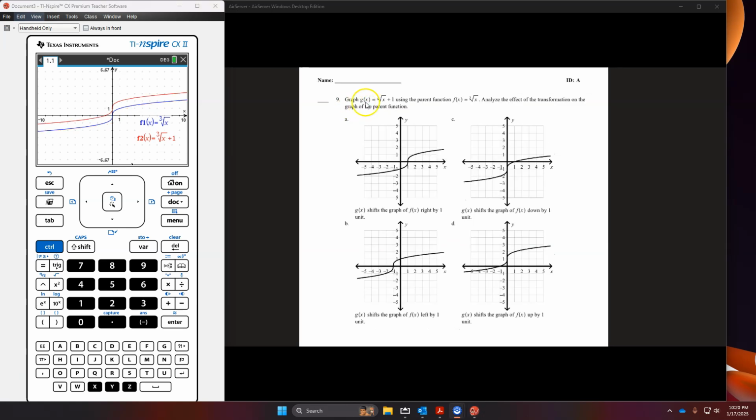It states the graph of the cube root of x plus 1, using the parent function, analyze the effect of the transformation on the parent function.